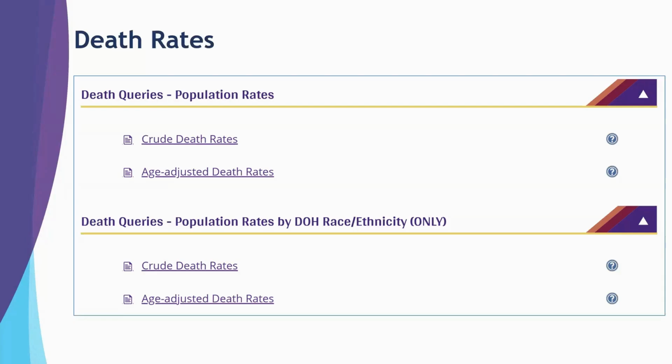The age-adjusted death rate controls for differences in the age distribution within a population. So the estimates you'll see here are better used for comparison across geographic areas. The rates are age-adjusted using the 2000 US standard population, and we'll look at the differences between the population rates versus the population rates by DOH race ethnicity in a minute.